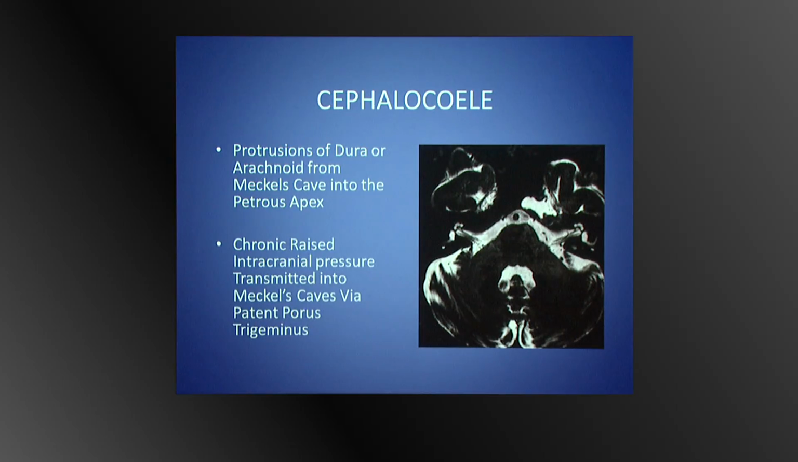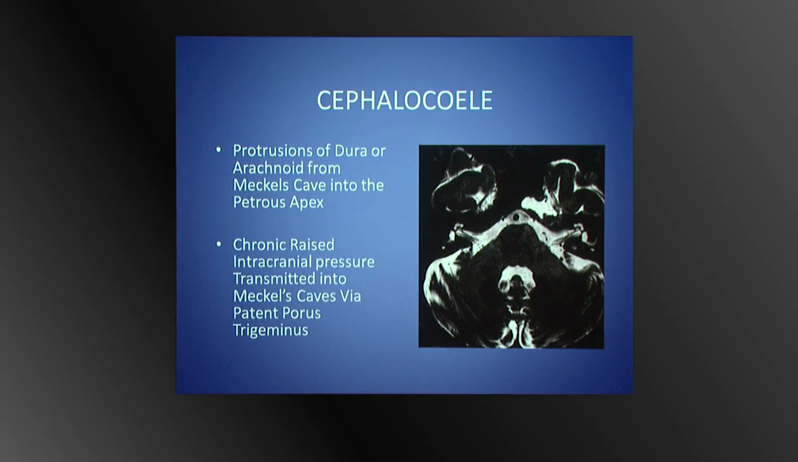And that brings me to the last one, the cephalocele. The cephalocele is really more of a normal variant, but is associated with raised intracranial pressure. Cephalocele is the only one in this group that arises outside of the apex and does not arise from obstructed air cells. The cephalocele is basically protrusions of duroarachnoid from Meckel's cave that have been squeezed out of Meckel's cave and excavate or scallop the apex. And the reason they're squeezed out is because there's transmission of raised intracranial pressure to Meckel's cave.